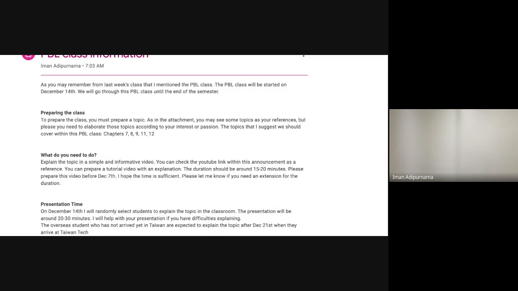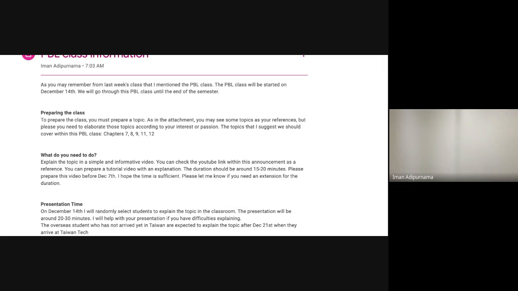Chapter 9 will be about vectors in 2 dimensions and vectors in 3 dimensions. Chapter 11 is conic sections, ellipse, hyperbola, right? And chapter 12 is sequence and series. Maybe you remember the arithmetic sequence, geometric series, arithmetic series, and how to sum the series.